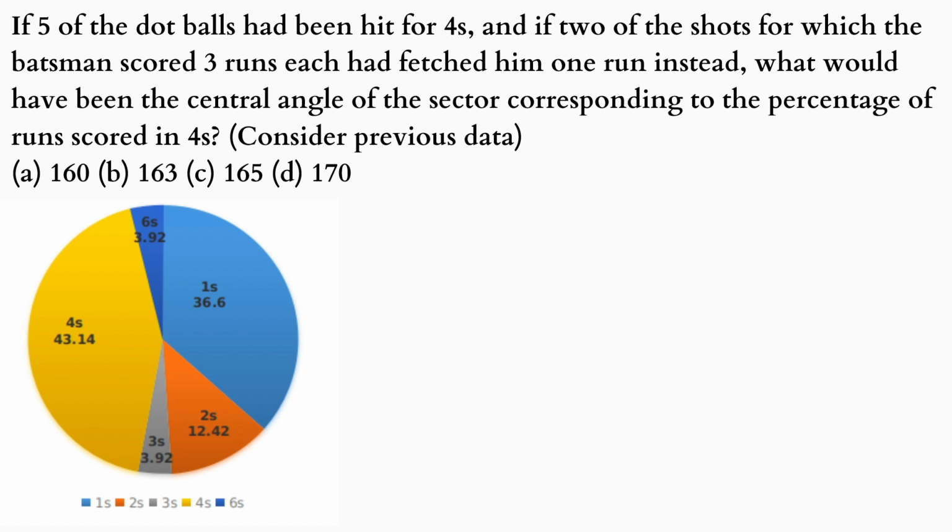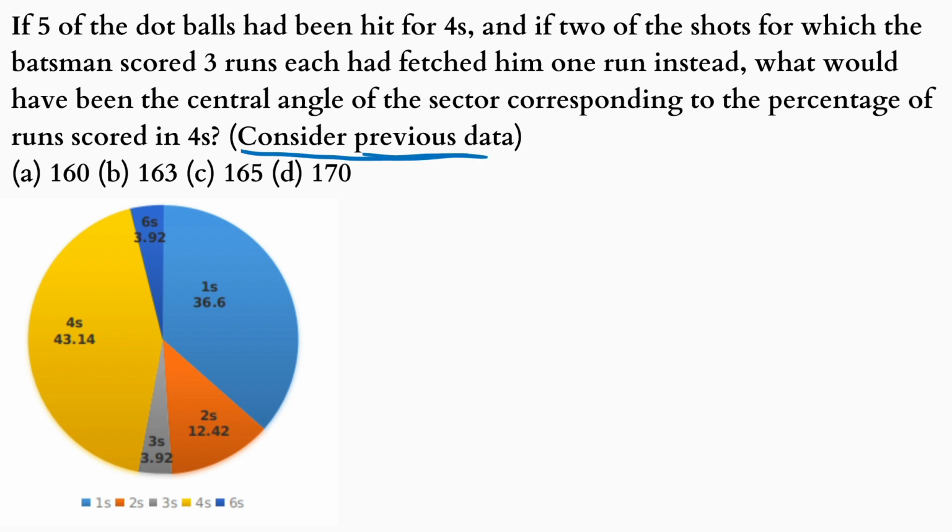And if 5 of the dot balls had been hit for fours, and if 2 of the shots for which the batsman scored 3 runs each had fetched him only 1 run, so what would have been the central angle of the sector according to the percentage of the runs scored in fours? Consider the previous data. So in DI, unless it's mentioned to consider the previous data, don't consider the previous data, right? Consider the data separately for each and every question. Even though the set is the same, you shouldn't consider the previous data, but here it's mentioned to consider previous data, so we can take that.